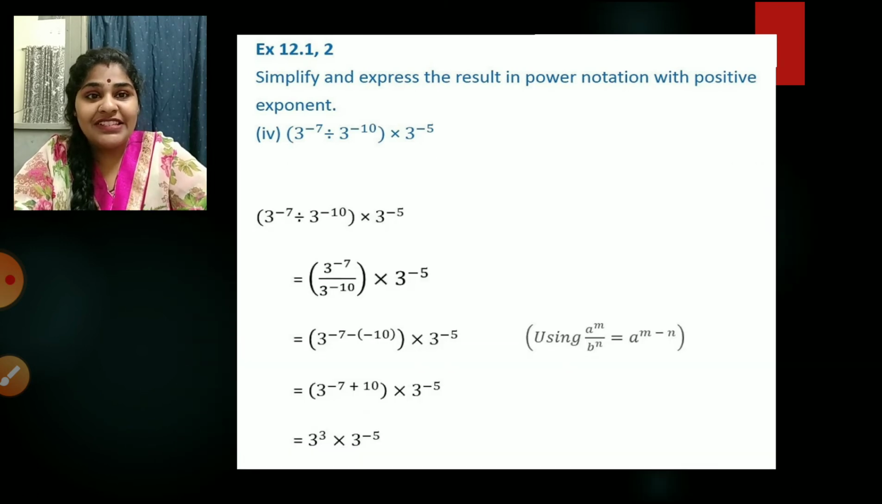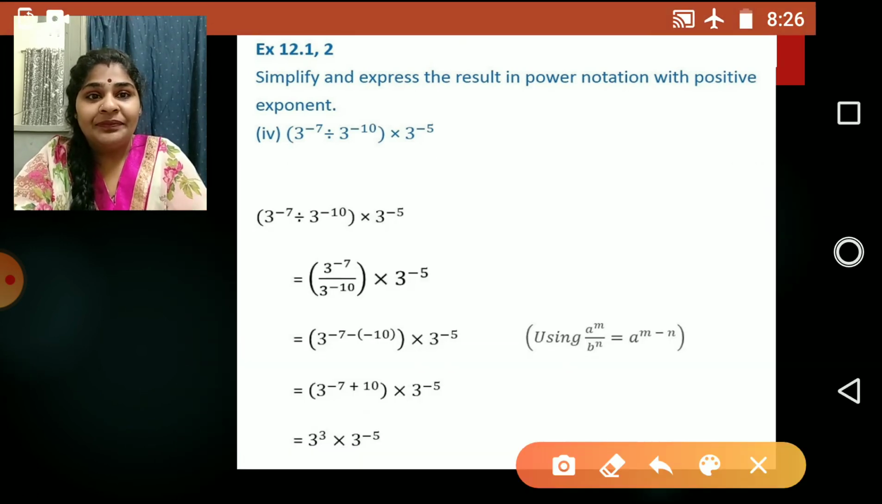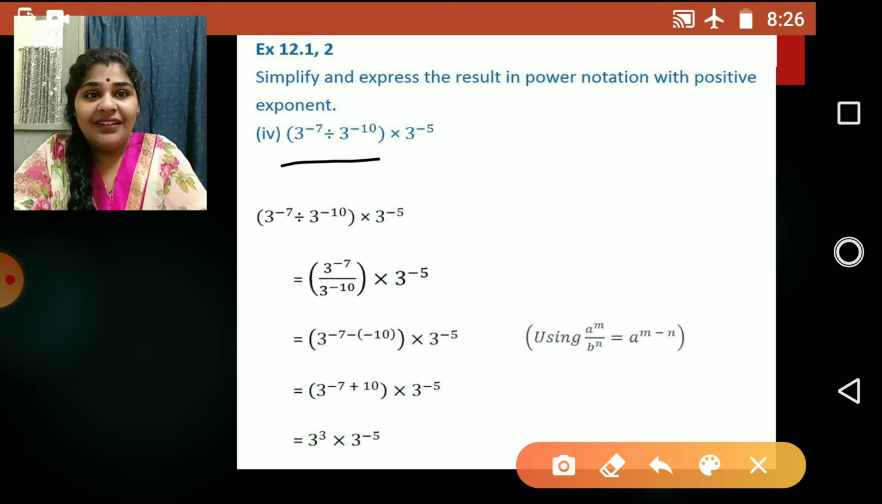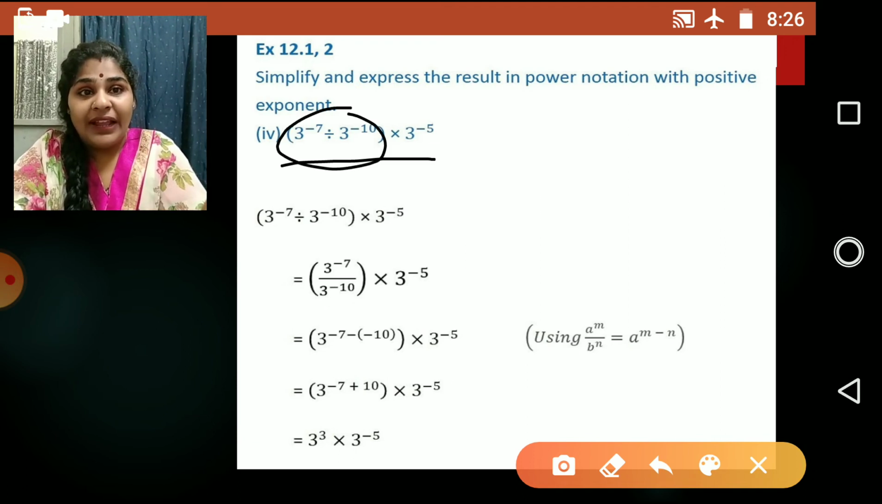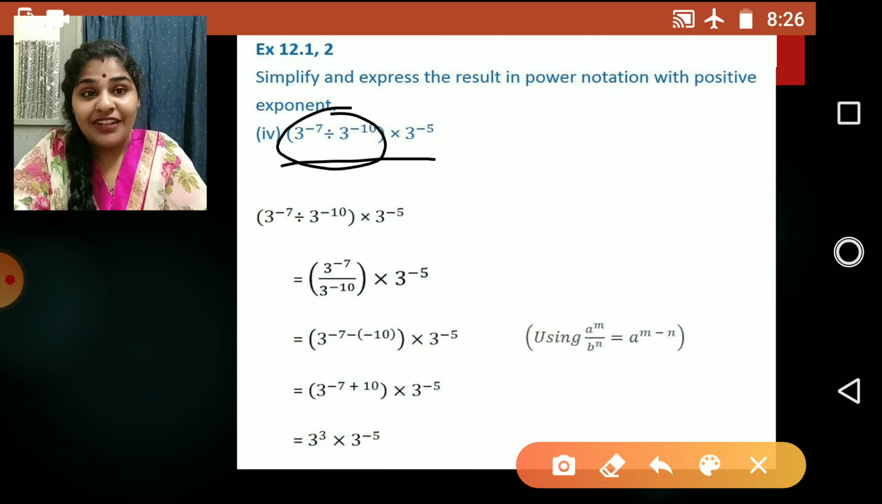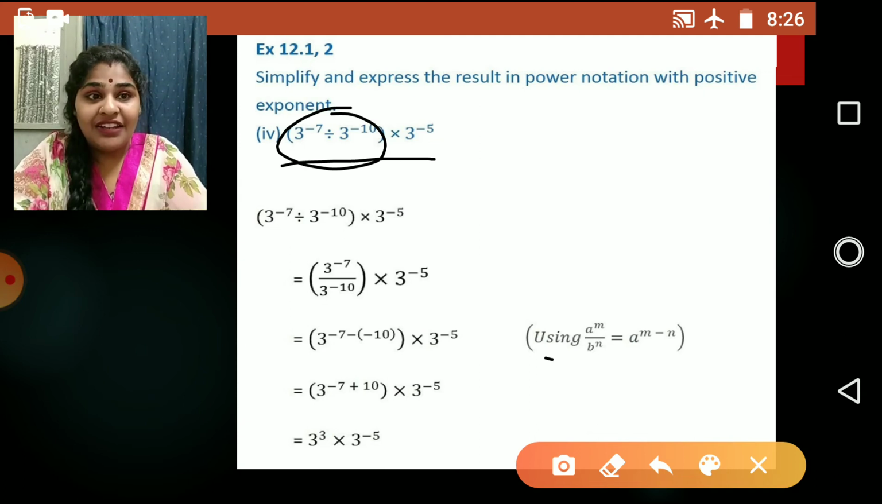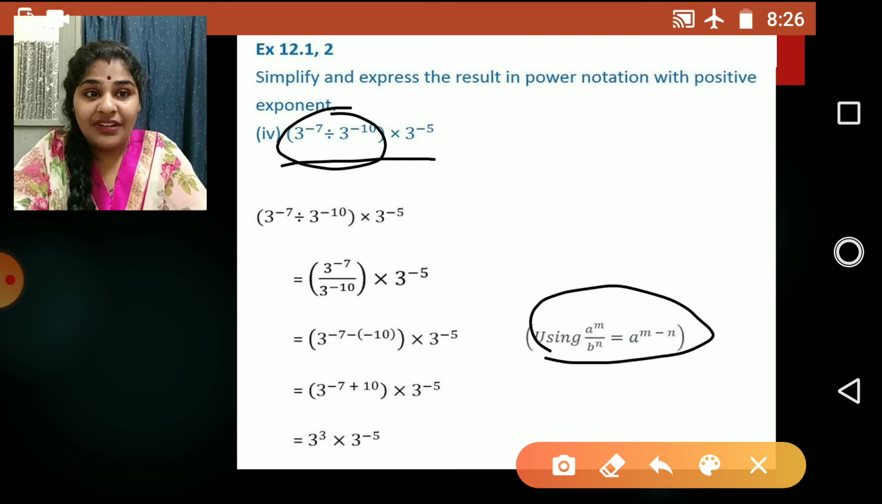Here directly we will solve. Now if you see here, 3 raised to negative 7 divided by 3 raised to negative 10, in a bracket, multiplied by 3 raised to negative 5. Now let us first solve this bracket, children. Here can I use the law a raised to m divided by a raised to n is equal to a raised to m minus n. Make a correction here, children.